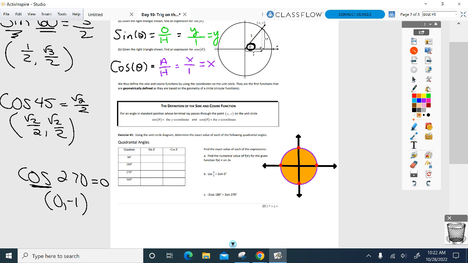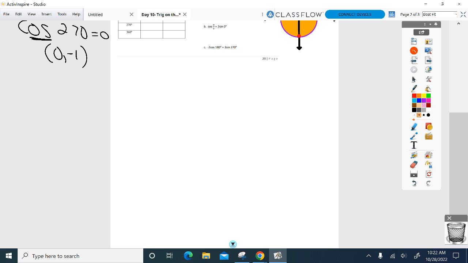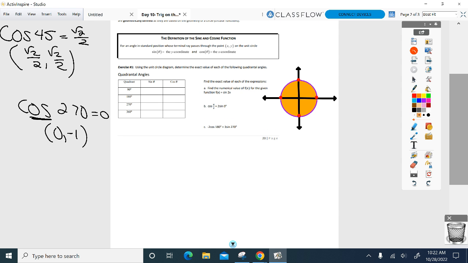All right, here we go. So where am I going to use all the sine? The sine is equal to the y value. Cosine is equal to the x value to start solving some of these problems. So look at part A. I don't want to fill in the chart yet. Let's look at part A. Find the number value of f of pi.